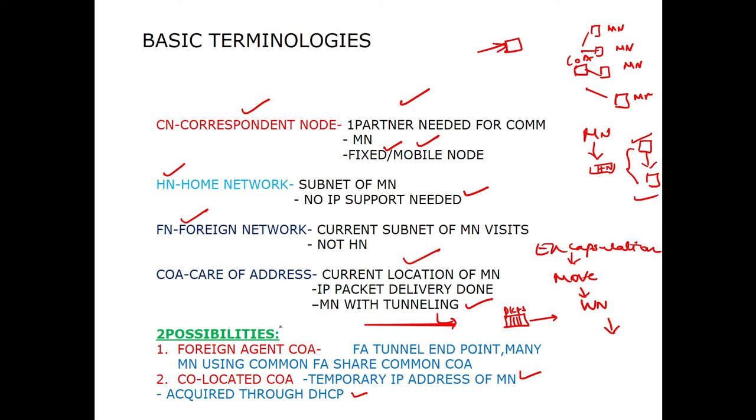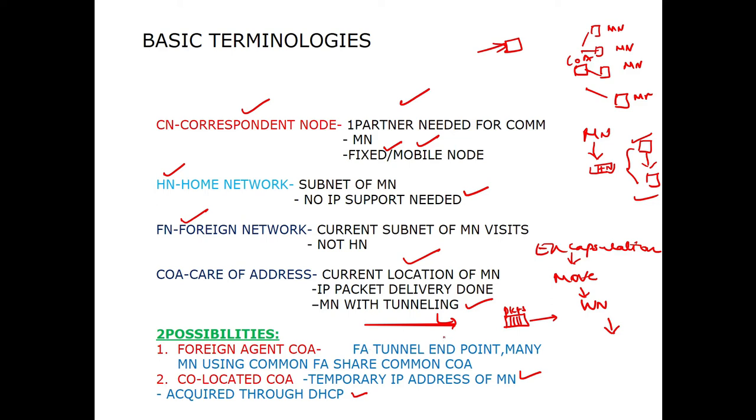So we have two possibilities for the care of address. One is the foreign agent care of address, another one is the co-located care of address. The foreign agent care of address is since the foreign agent is the tunnel endpoint and many mobile nodes use a common foreign address, which shares a common care of address. So here it is nothing but the foreign network, with respect to the foreign address, it tunnels the endpoint.